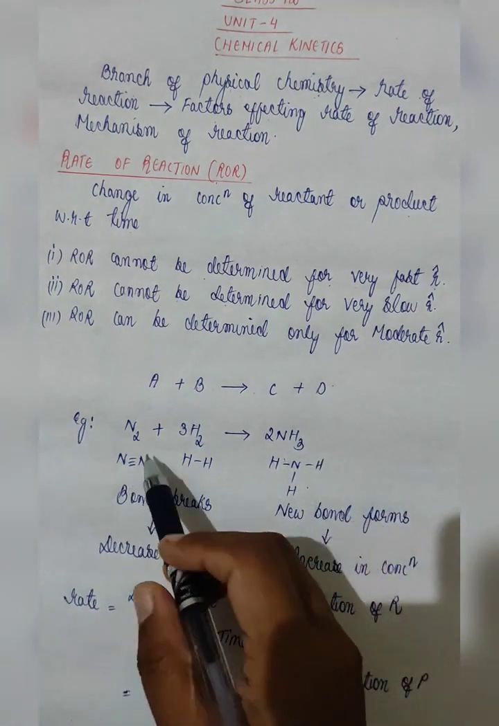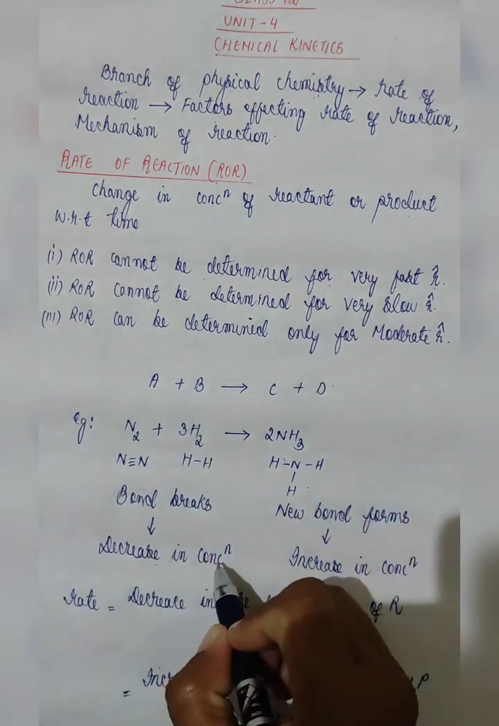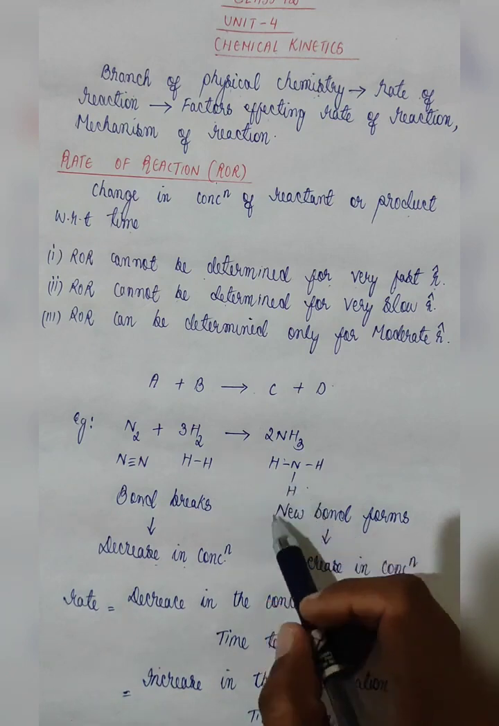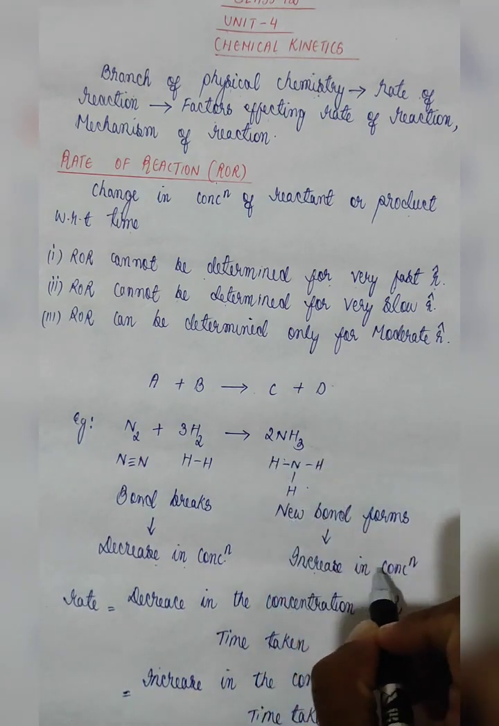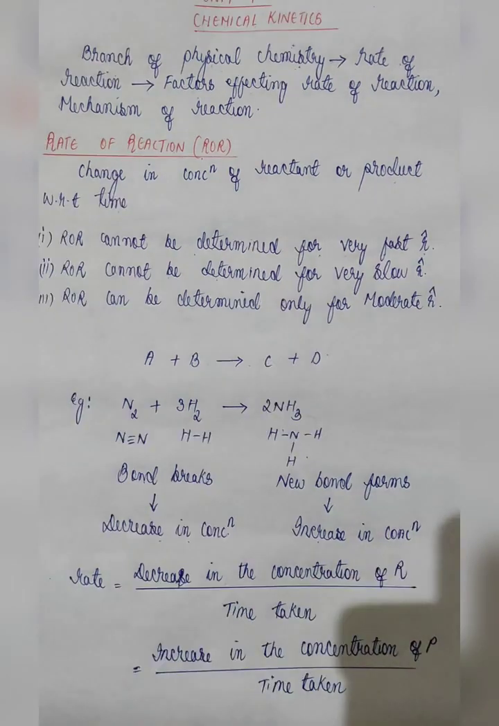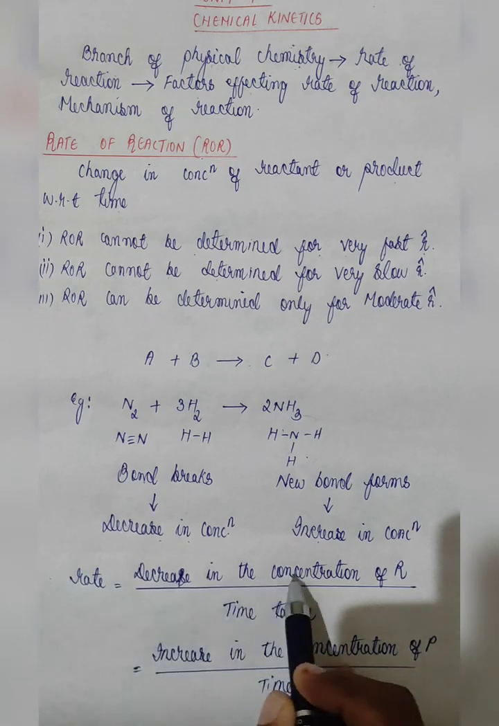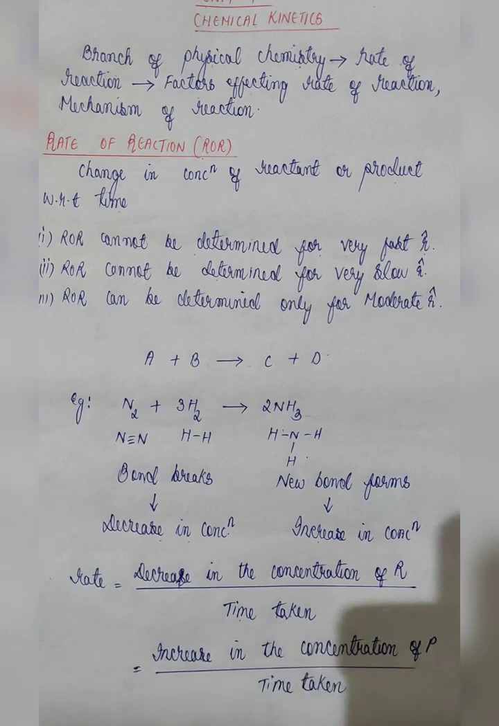Since bonds are breaking in the reactant side, there will be decrease in concentration. And since new bonds are formed in the product side, there will be increase in the concentration. So the rate will be given as, for the reactant side, it will be decrease in the concentration of the reactant with respect to the time taken. And for the product, it will be increase in the concentration of the product with respect to the time taken.